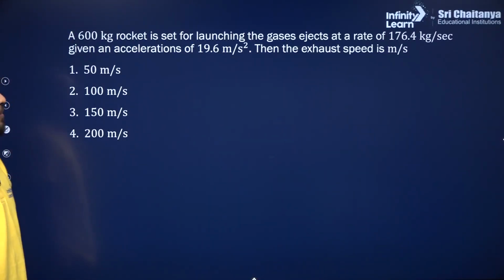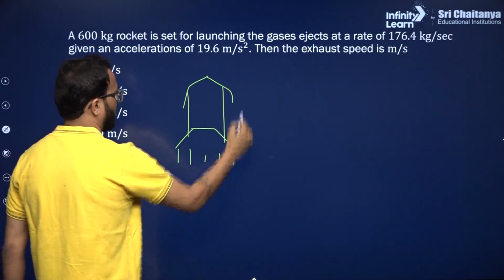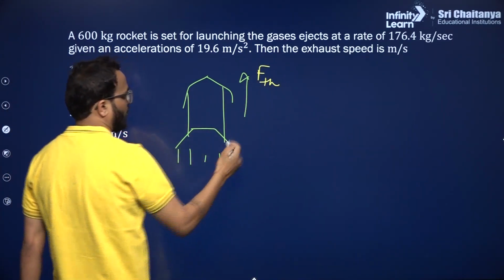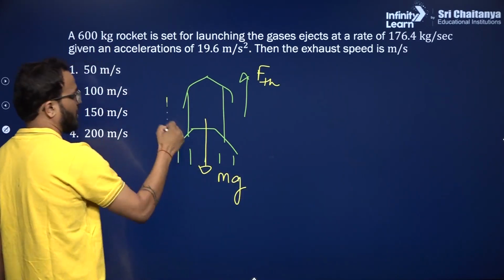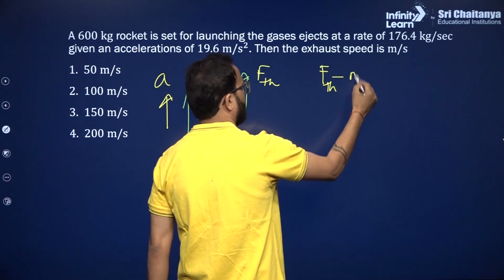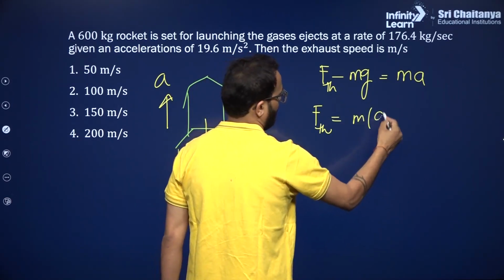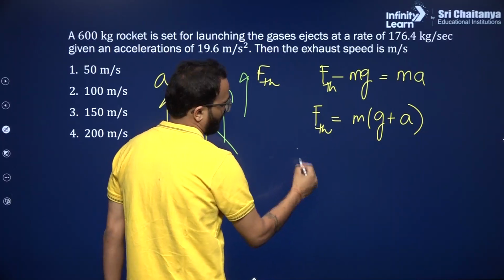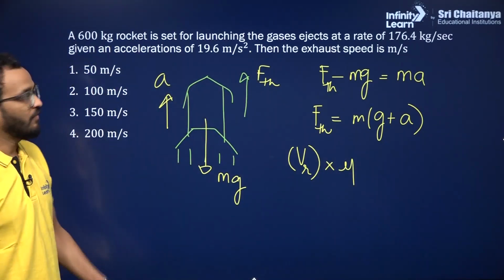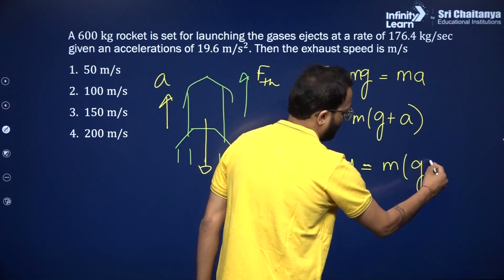A 600 kg rocket is set for launching. So this is the rocket going up, right? So what is happening to the rocket? Obviously there is one thrust force acting on the rocket in the upward direction, mg is acting in the downward direction, there is net acceleration a, right? So this is the whole working of a rocket. So you will say thrust force minus the weight gives you mass times acceleration. So thrust force will be equal to m times g plus a, where thrust force is nothing but exhaust speed multiplied by rate of combustion of the fuel, the rate at which the fuel is being burnt. So this is m times g plus a.